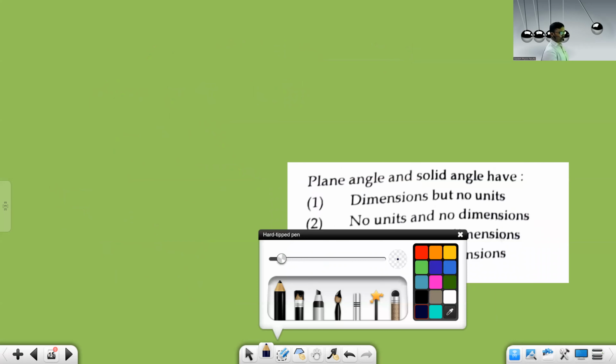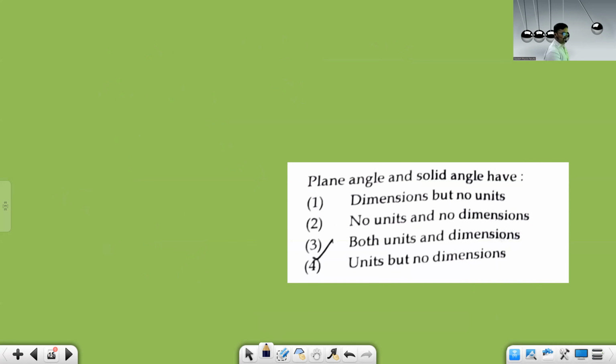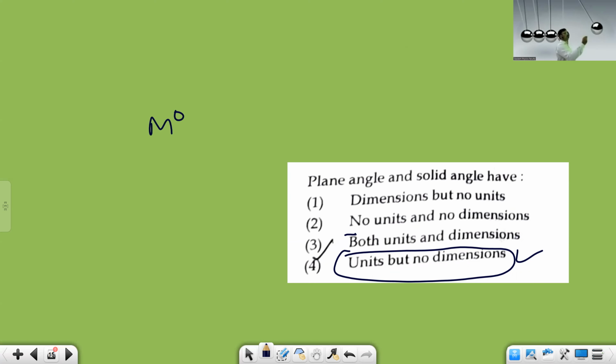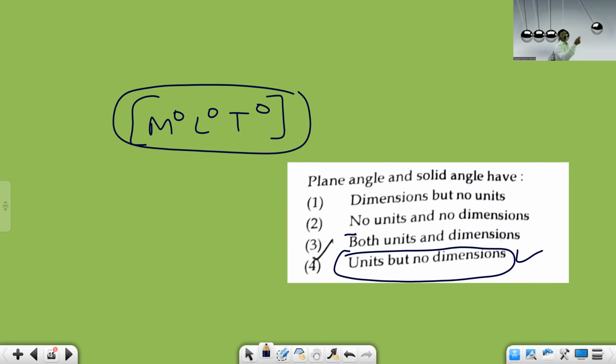This is a theoretical question also. You know that plane angle and solid angle both have units but no dimensions. So plane angle unit is radian. Solid angle unit is steradian. The angles, plane angle or solid angle, have units but they don't have a dimension formula. Both are M0 L0 T0. So they have no dimensions, but have units.